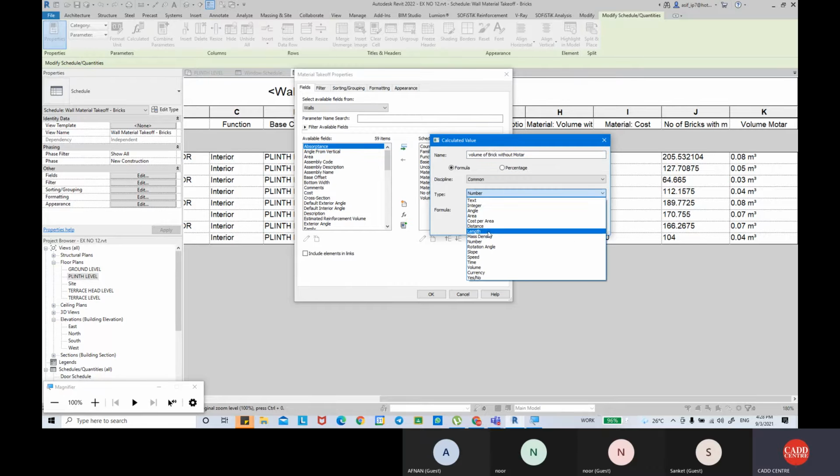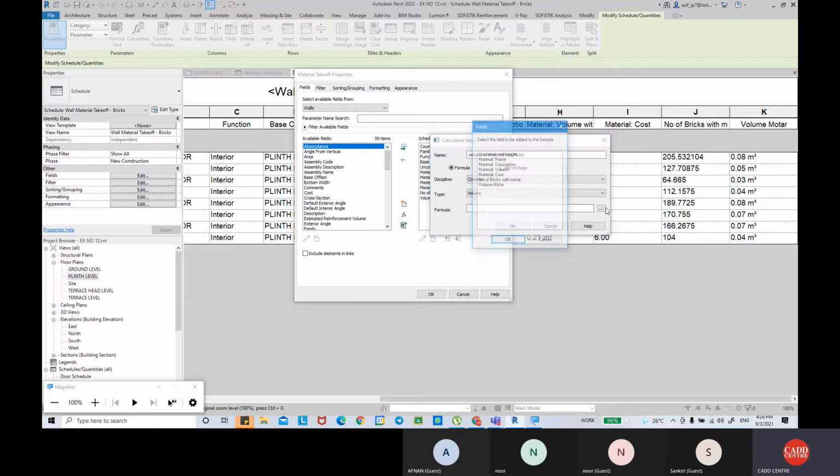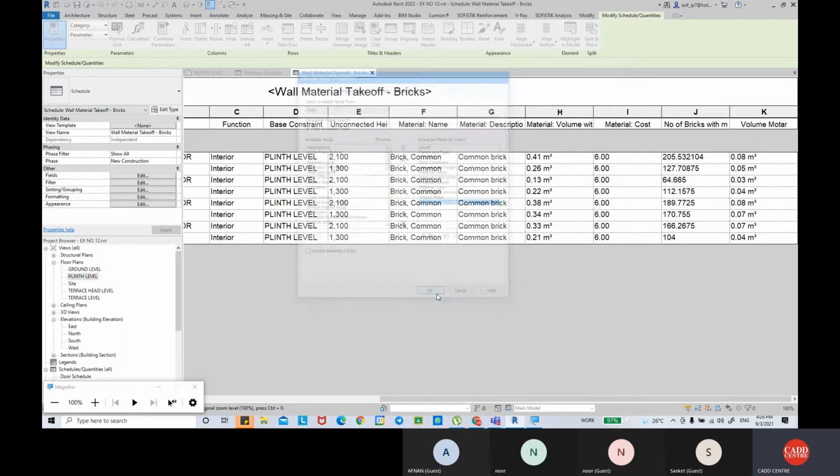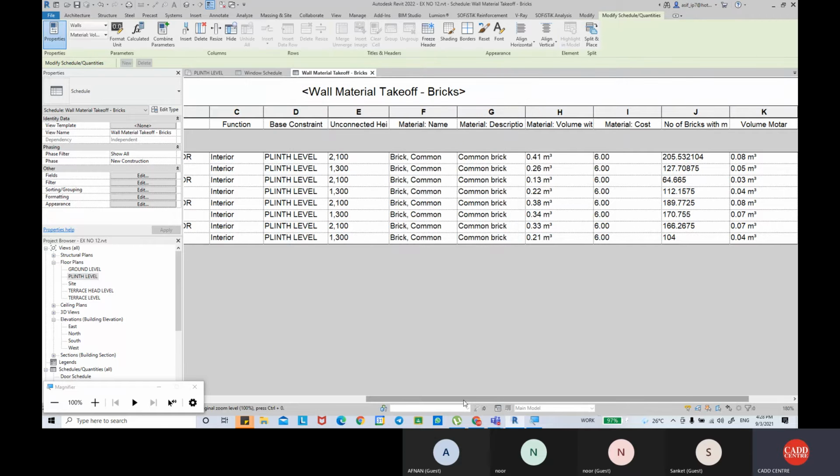Again, the type would be volume. And the formula for this would be whatever is your material volume with MOTAR, minus the volume of MOTAR basically. Okay. So if we minus it out, we'll get the volume of brick without MOTAR basically. There we go.